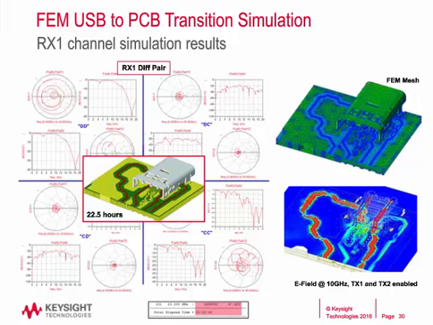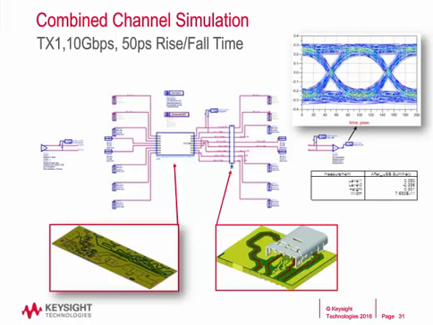So by putting everything together in ADS and running the channel simulation, we really get a good size of eye opening without any equalization applied to the design. The simulation ran for TX1 at 10 gigabits per second with 50 picosecond rise and fall time. This is the final result of the combined channel data that comes with the board, as well as adding the USB 3.0 connectors to it. All right, this is all my presentation.